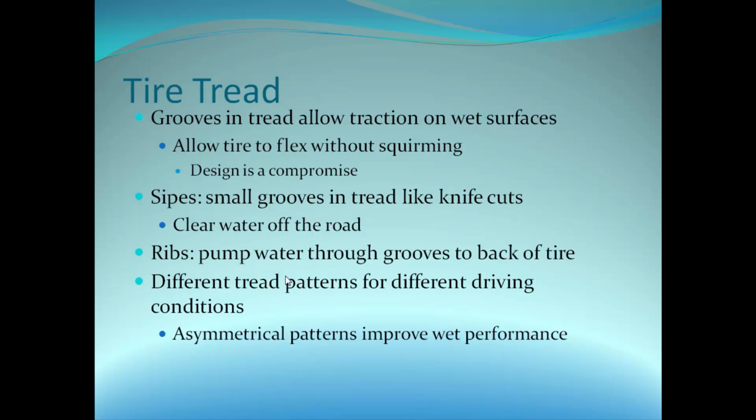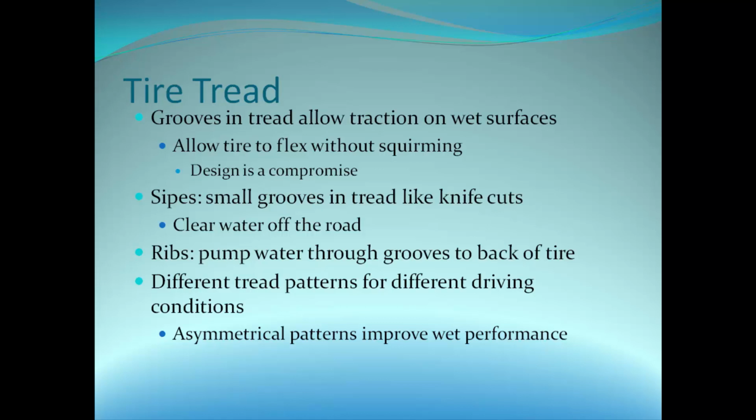Tire tread: we have grooves, we have sipes, we have ribs. Grooves in the tread allow traction on wet surfaces and allow the tire to flex without squirming. Design is a compromise, of course. And we have the sipes, small grooves in the tread like knife cuts. As you know, when you use or handle a tire, you'll find something like knife cuts. These are sipes. They clear water off the road. And we have ribs, which pump water through the grooves to the back of the tire.